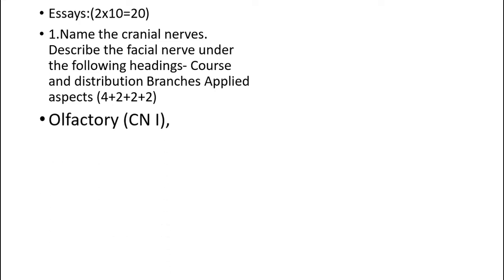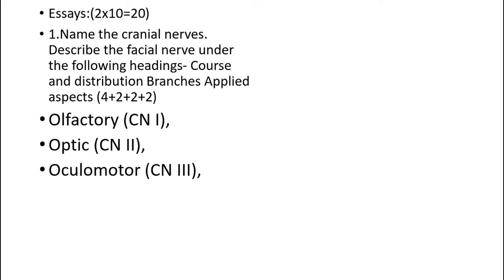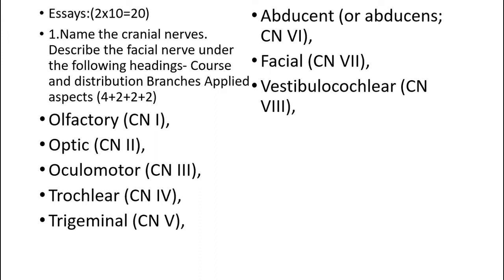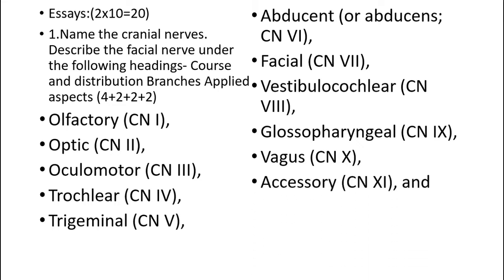So, the cranial nerves include olfactory, optic, oculomotor, trochlear, trigeminal, abducens, then the facial nerve, which is the seventh cranial nerve, vestibulocochlear, glossopharyngeal, vagus nerve, accessory and hypoglossal nerve. These are the 12 cranial nerves. Then we have to go into the facial nerve.